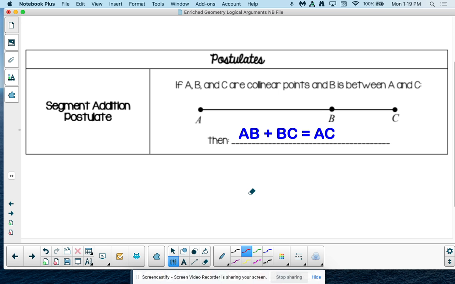Segment addition, we talked about this, I know, a long time ago, like a couple weeks ago. Now, remember, all the segment addition is your whole segment is equal to the two parts that make it up, right? So AB plus BC is equal to the whole thing. That's the segment addition.